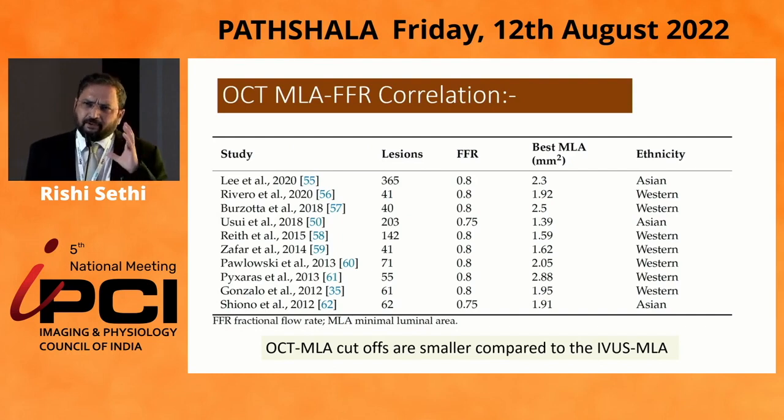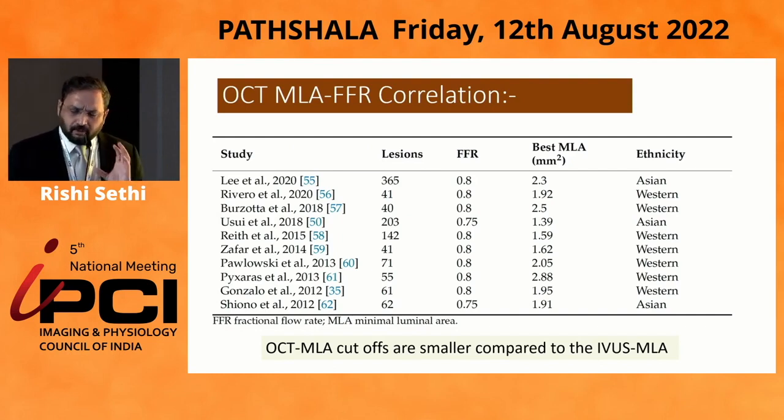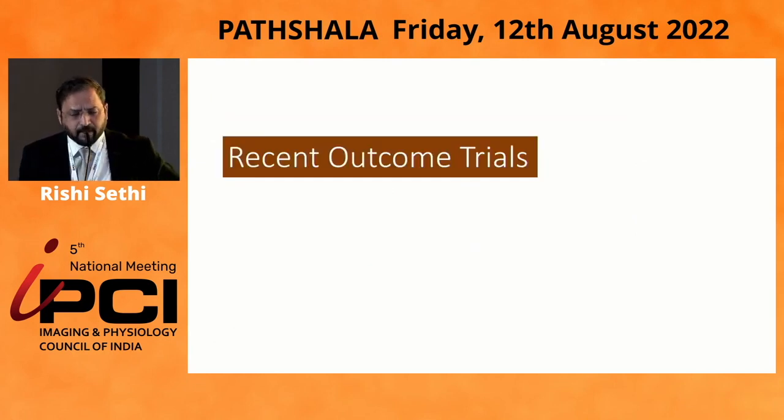Now, OCT trials and studies have also followed the same pattern, but one thing we have to see is that the mean cutoff values of MLA for OCT are relatively lower than what we have seen with IVUS for FFR positivity. While it ranged in left main disease between 2 and 4.0 with IVUS, here it's somewhere around 1.9 to 2.5. This is comparable to the other known fact about OCT, that it tends to underestimate the lumen when compared to IVUS.